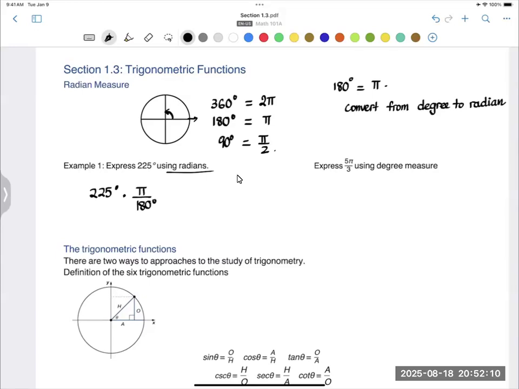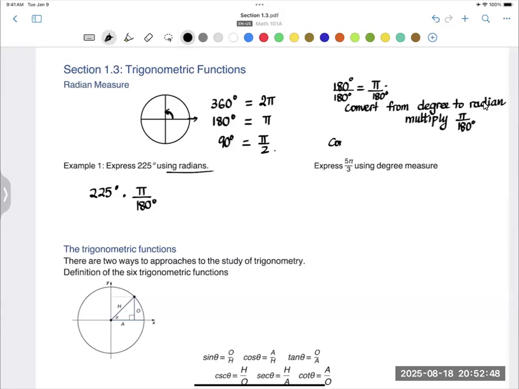If I divide both sides by 180, pi over 180 is actually equal to 1. So multiplying by pi over 180 is the same as multiplying by 1, so it doesn't make any change to my degree measure. However, this will help you with the unit conversion. So if you want to convert from degree to radian, we multiply by pi over 180 and then simplify.